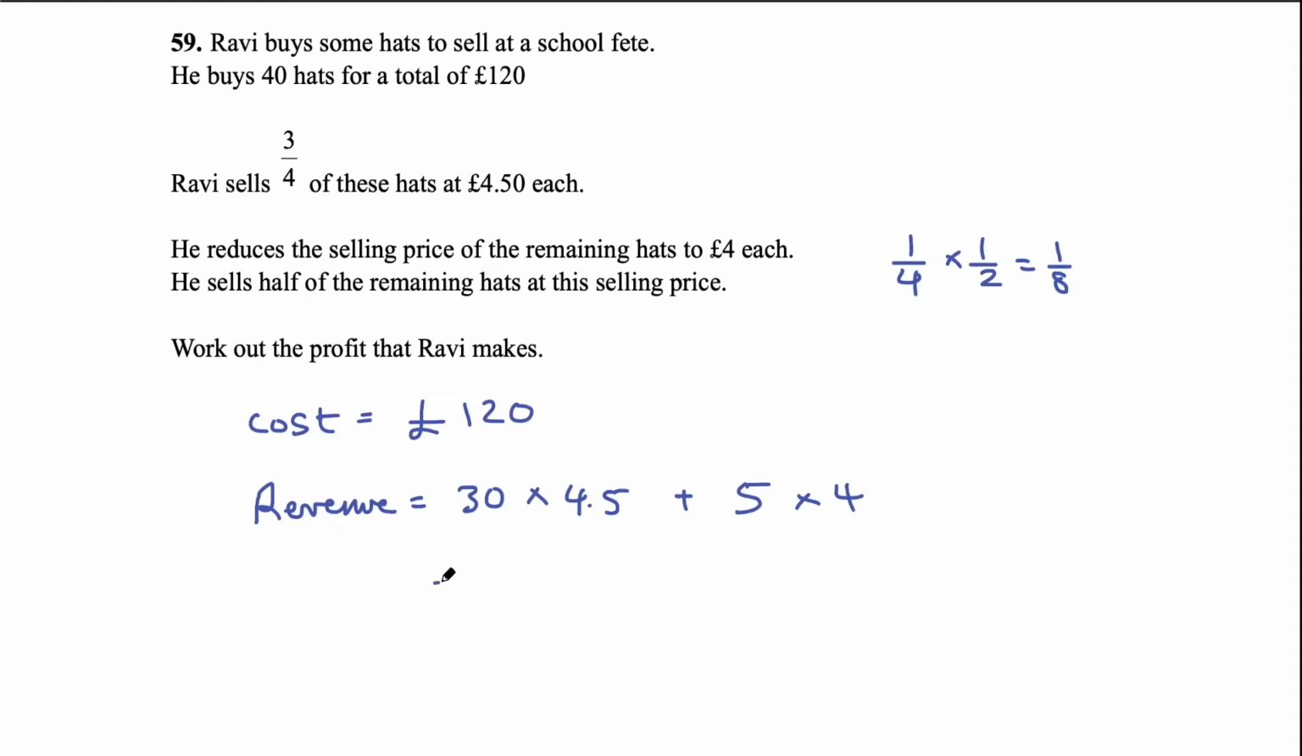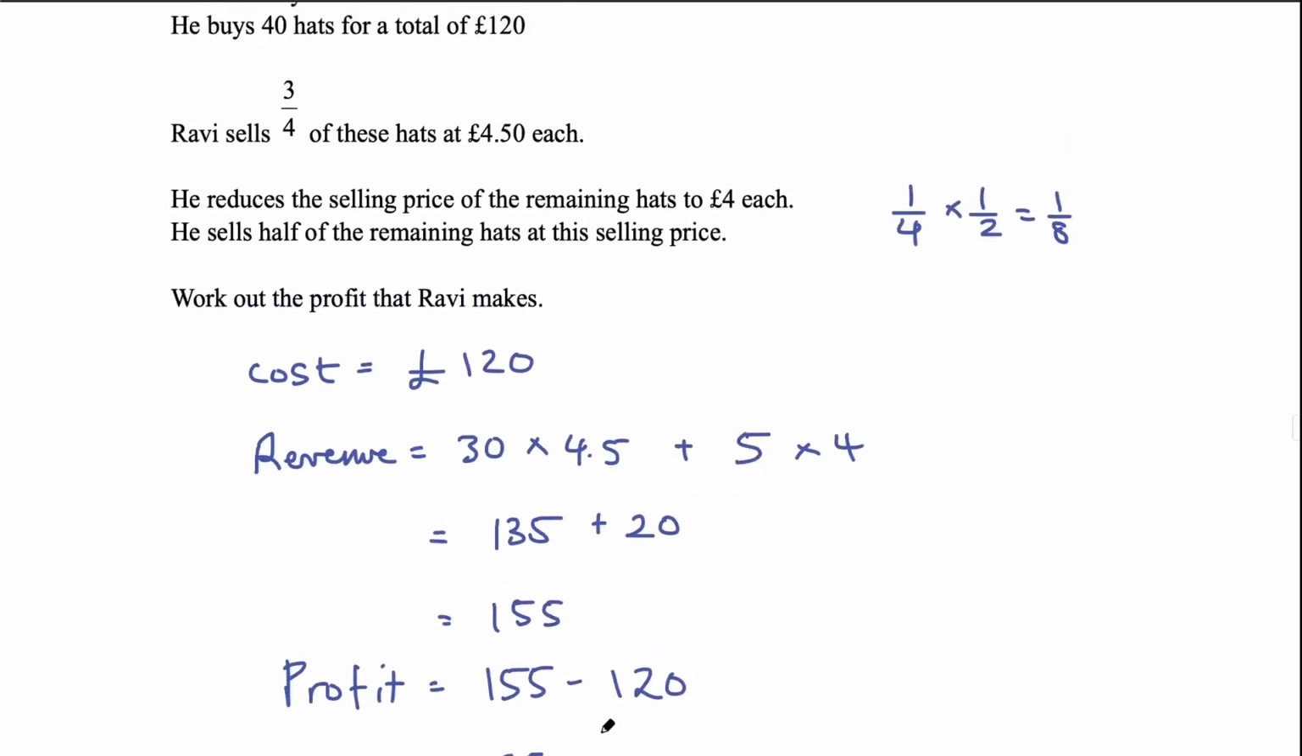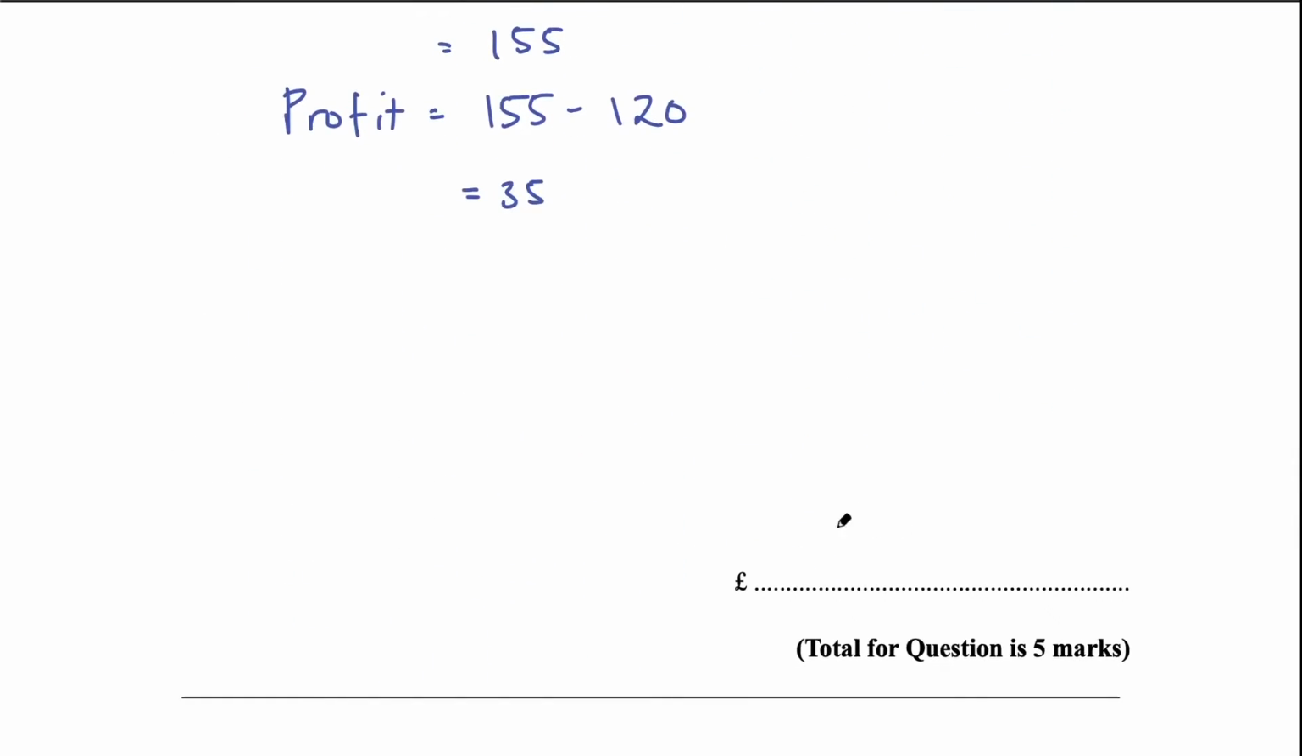So this is going to give us the total that he made. 30 times 4.5, or 30 times 4 is 120. Half of 30 is 15. 120 plus 15 is 135. Plus 5 times 4 is 20. So his total revenue is 155. And then the profit is the revenue take the cost. So 155 take 120 gives us £35 profit. All right, not too bad for Ravi. Well done, made £35.